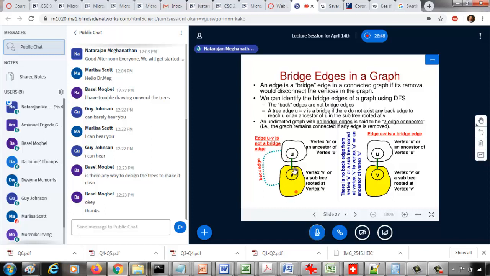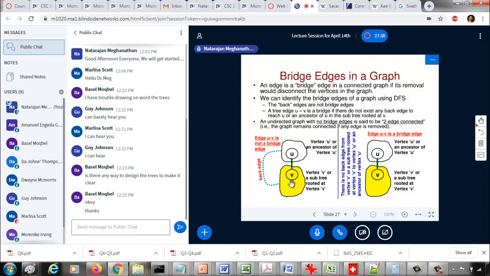The back edges, if at all they are there, should start and end within that subtree. If there is at least one back edge that goes out of the subtree to either U or any vertex above U, then that edge UV is not a bridge edge. Again, it's a simple reason: if I remove this edge UV, through this back edge that goes from the subtree to U, the vertices in the subtree can still reach the other vertices in the graph. So the graph will stay connected. Only if all the back edges start and end within the subtree and no back edge goes out of the subtree, then if you remove this edge UV, the vertices in the subtree are going to get disconnected from the rest of the vertices in the graph.